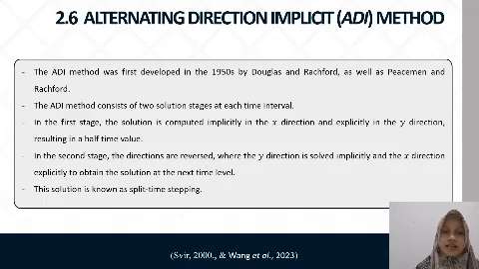The ADI method consists of two solution stages at each time interval. The first step is that the solution is computed implicitly in the x direction and explicitly in the y direction, resulting in a half time value. In the second stage, the directions are reversed, where the y direction is solved implicitly and the x direction explicitly, to obtain the solution at the next time level. The solution is known as fractional time stepping.